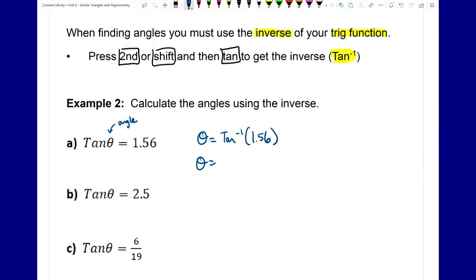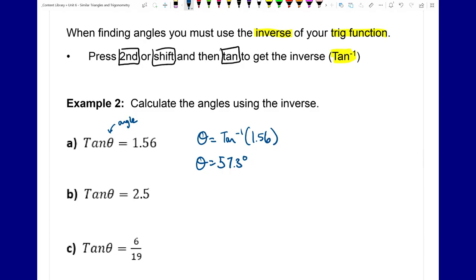1.56. Again, making sure we know how to use our calculator. That's all we're doing. We're just calculating it. We get an angle of 57.3 degrees. So that means if your two sides have a ratio of 1.56, the angle should be 57.3.